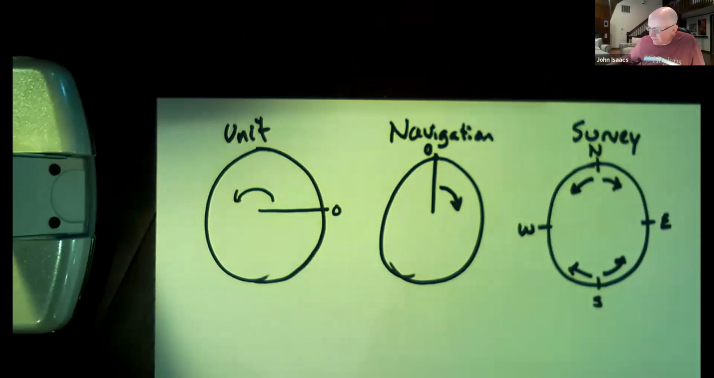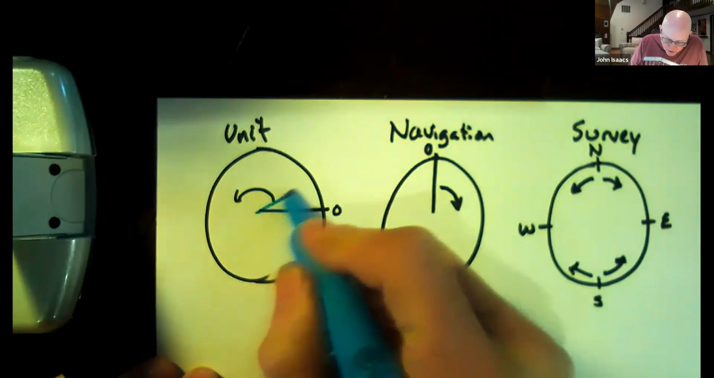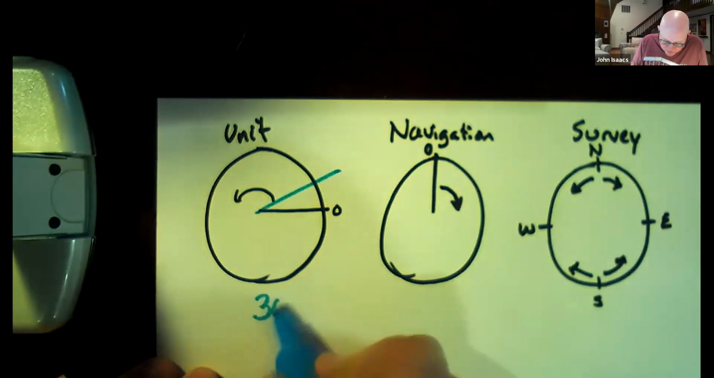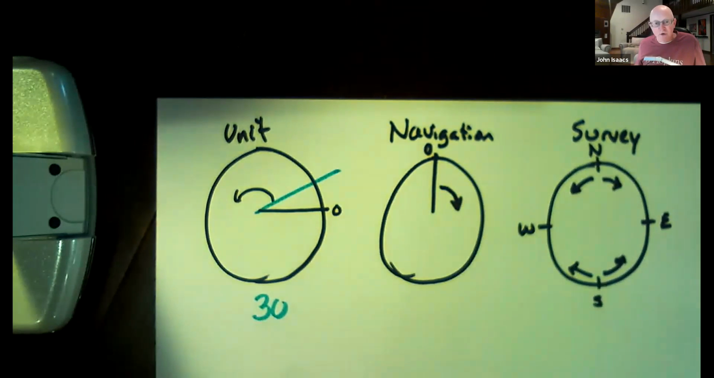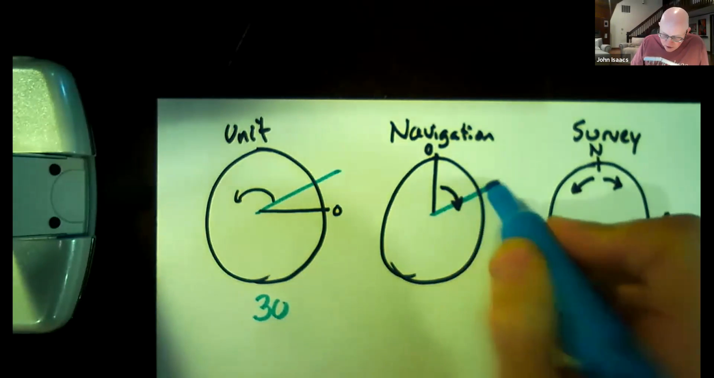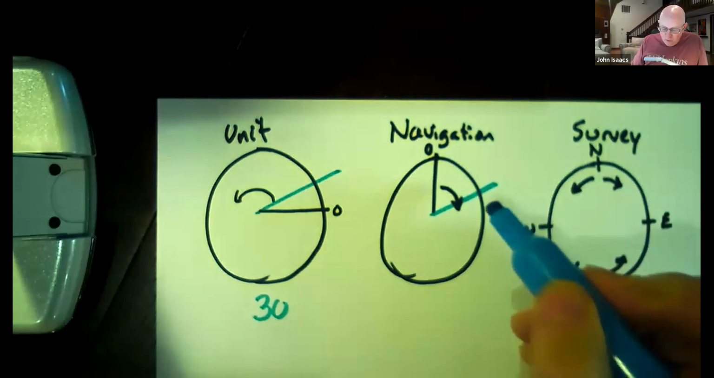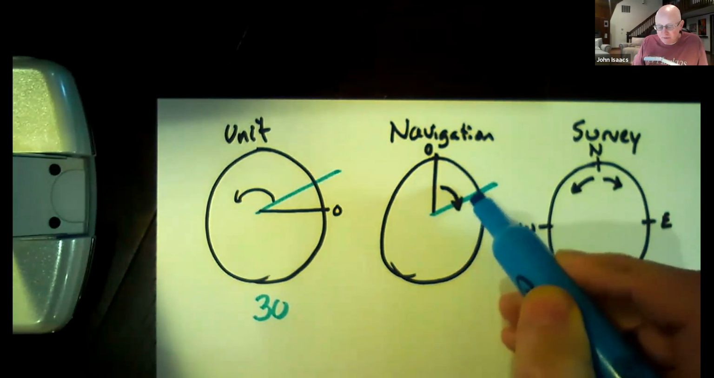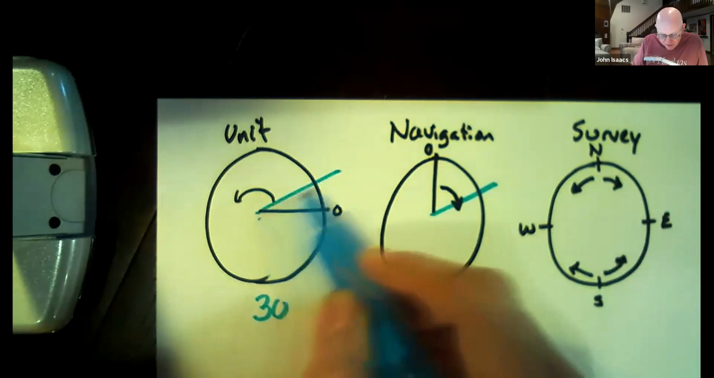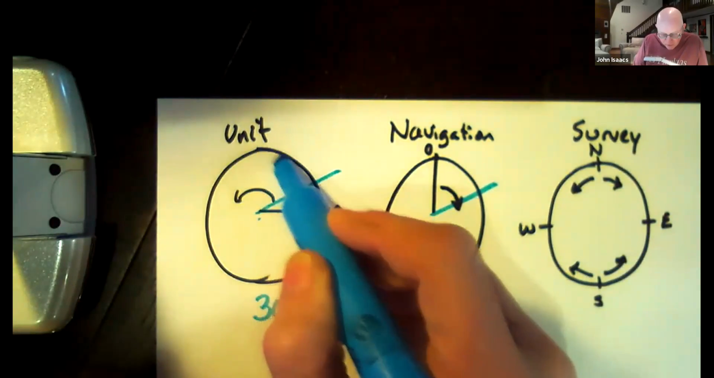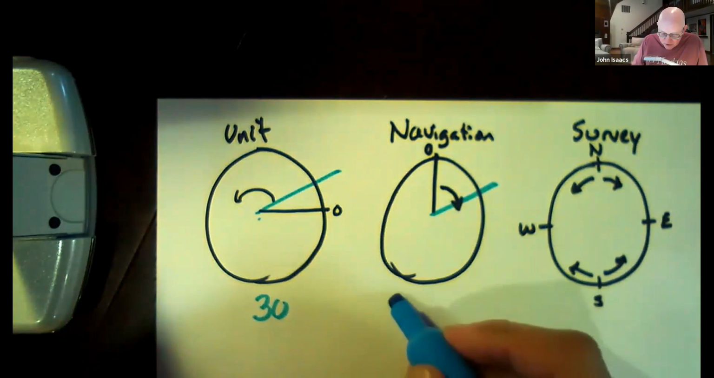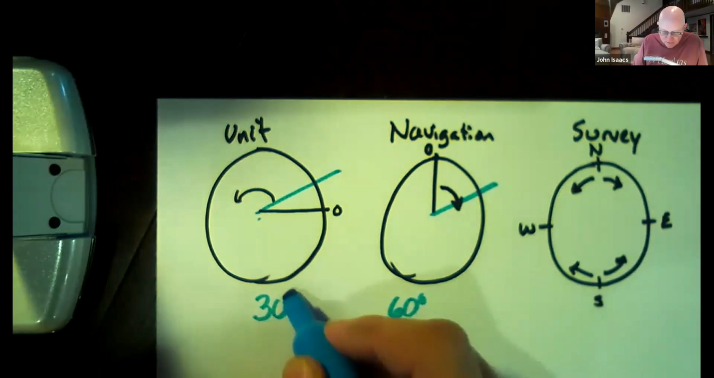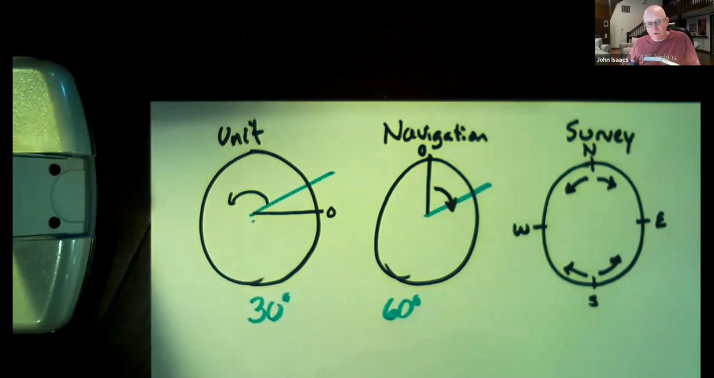Let's take an example of 30 degrees on the unit circle. You know where 30 degrees is on the unit circle. I just drew it in. That same position here on the nav circle, we would have to count from north and get to the same spot. In order to get to this exact ray from north, we would have to go 60 degrees. So we're going to call that 60 degrees on the nav circle. It's the exact same location.